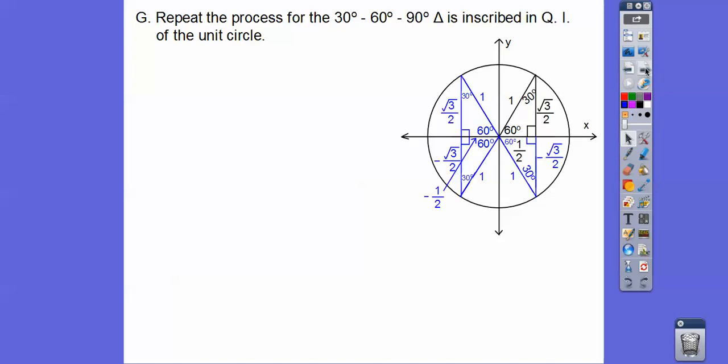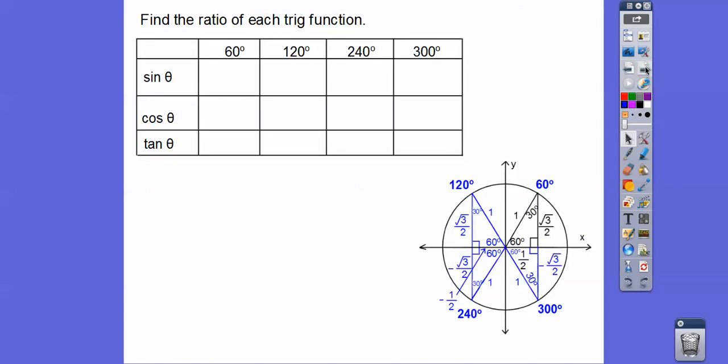Okay, so now, okay, so this is 60 degrees right there. Remember, this is 180, so if we go back 60 degrees, this would be 120 right there. 180 plus 60 degrees is 240. And then 360 minus this 60 right here will get me 300. So there's the degrees right there. So now we're going to find the sine, cosine, and tangent of 60, 120, 240, and 300 from these triangles right here. Okay, so here we go.